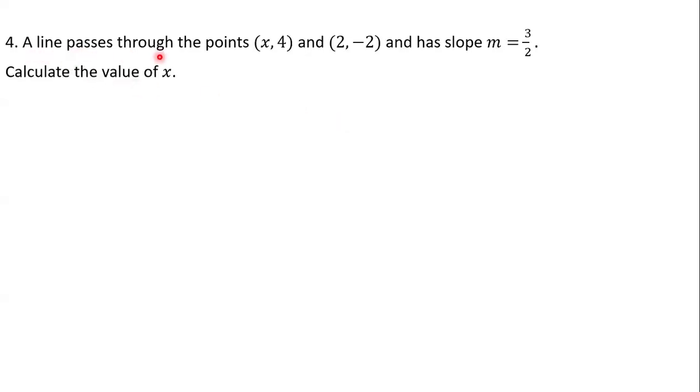A line passes through the points (x, 4) and (2, -2) and has slope m equal to 3/2. Calculate the value of x.